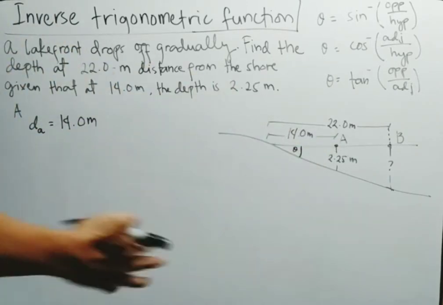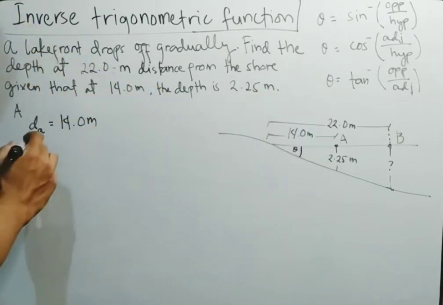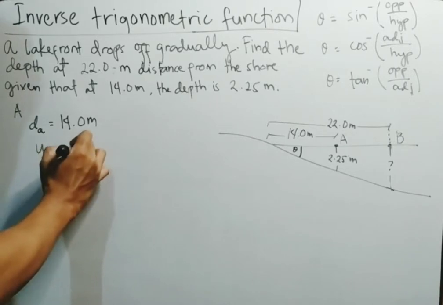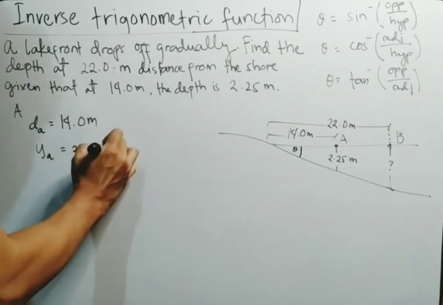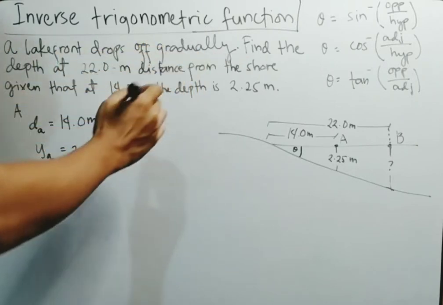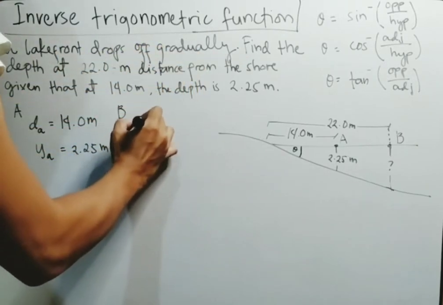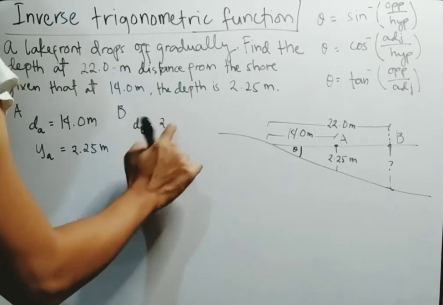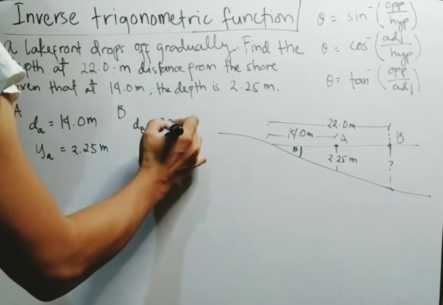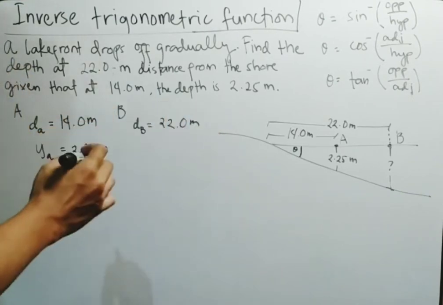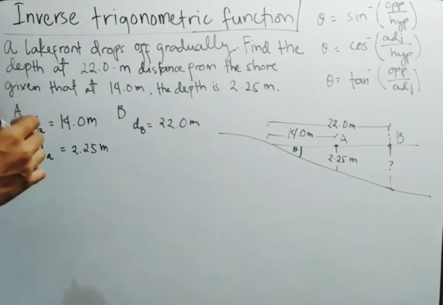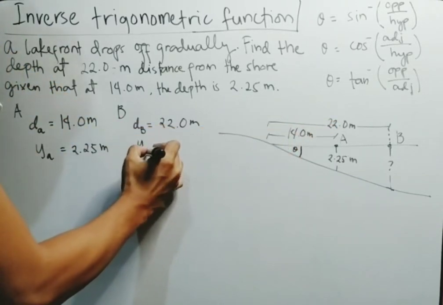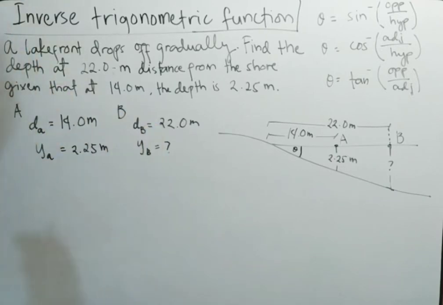Let's say, yung lalim na hinahanap natin is in terms of y, let's call that y sub A is equals to 2.25 meters. At location B, we have D sub B, which is 22 meters. Okay, ang hinahanap natin ngayon ay yung lalim sa location B. Let's call that y sub B. Let's say this is our unknown.